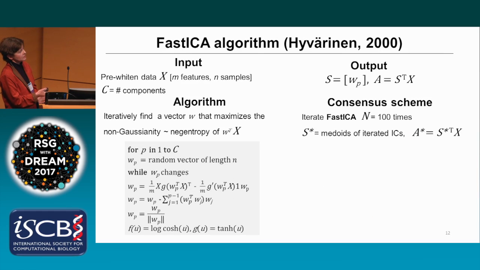And this method is well known in the literature. It was developed in 2000 by Hyvarinen in Finland, and it is based on finding, in an iterative gradient descent approach, the independent components estimated through non-Gaussianity via negentropy. And we also added a consensus scheme on top of this algorithm in order to make it more robust.